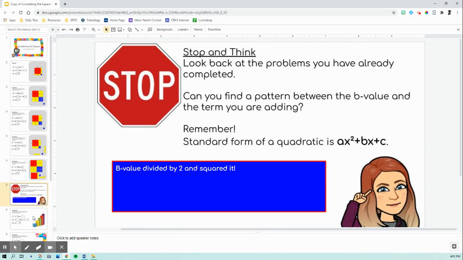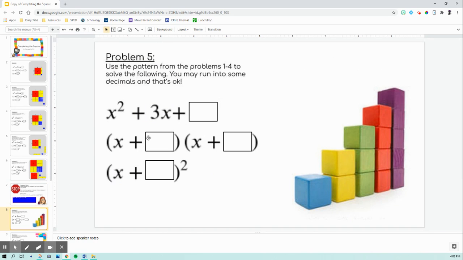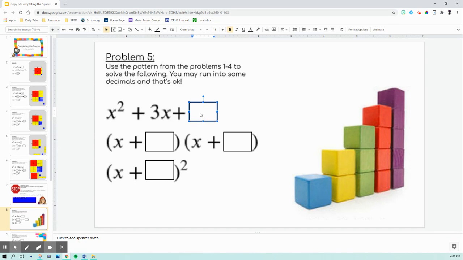So now we're going to apply this pattern to some not as nice problems. So here we have x squared plus 3x plus blank. I want you to take that b value of 3, divide it by 2, and then square it. I'm hoping you have a calculator that you're able to use for this. And when you do, we get 2.25.